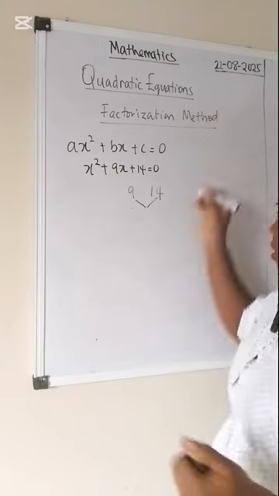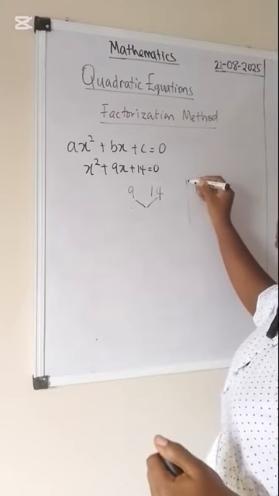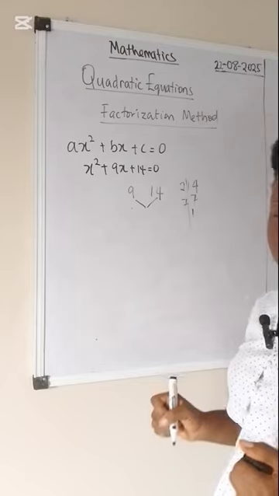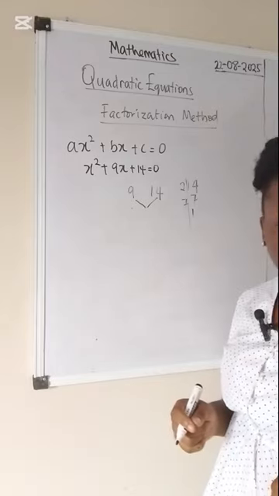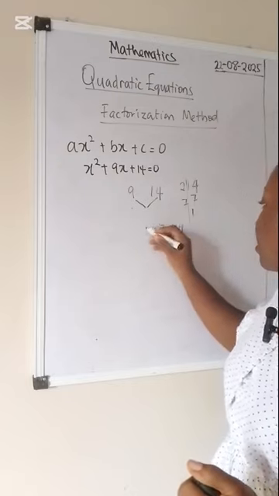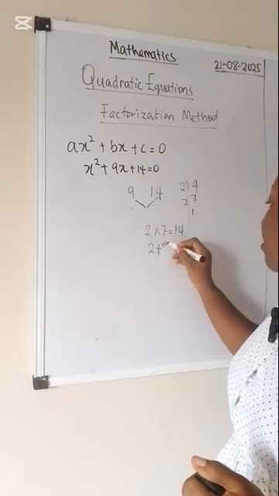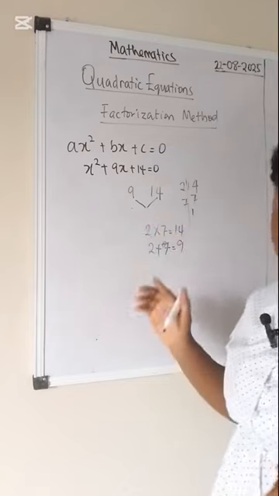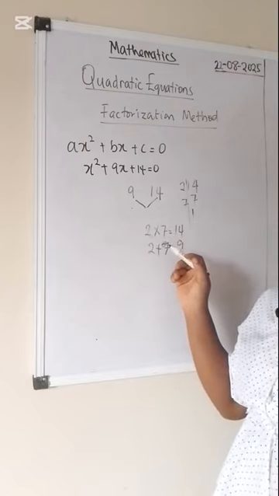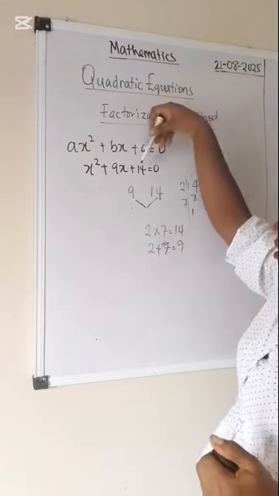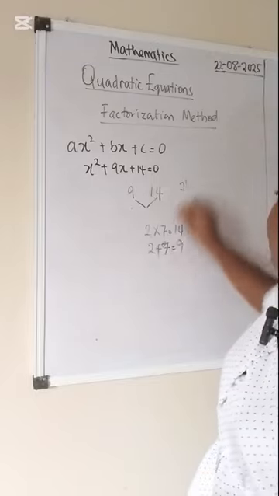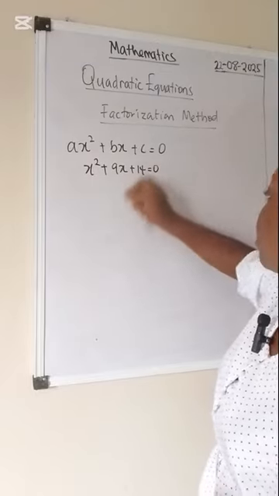The factors of 14 include 7 and 2. These are the only factors of 14. If you multiply 2 times 7, it will give you 14, and 2 plus 7 will give you 9. Bear in mind you're looking at the positive values of the factors, that is positive 2 and positive 7. We're not looking at the negative because there's no negative value here, so we are considering only the positive factors of 14. These are the factors we're going to make use of: plus 2 and plus 7.